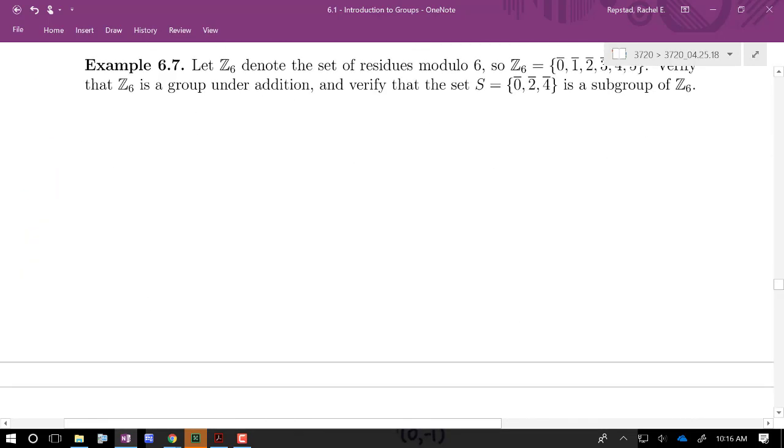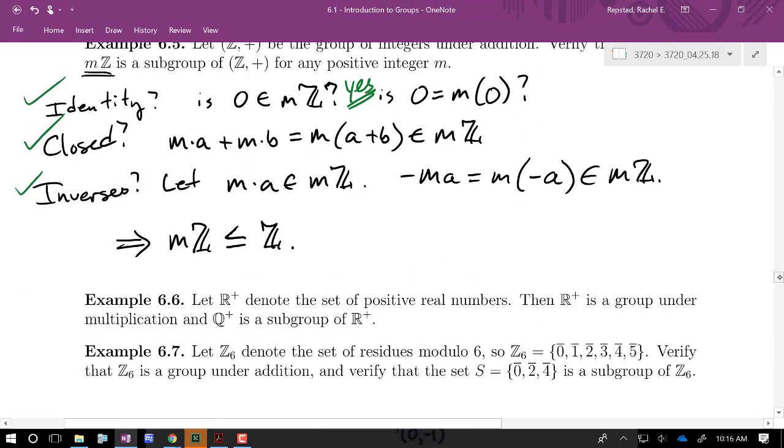So there's a simple example of a subgroup, right? The larger group is the whole set of integers under addition. But if you look at the multiples of m, if you just pick any positive integer, like for example 3Z, all the multiples of 3, that's a subgroup under addition. The multiples of 5, that's a group under addition, that's a subgroup of Z.